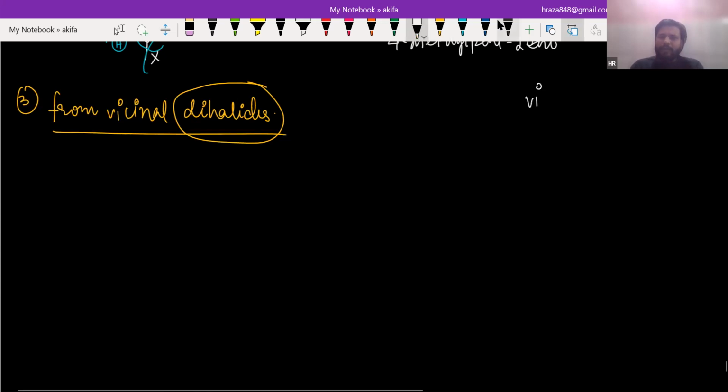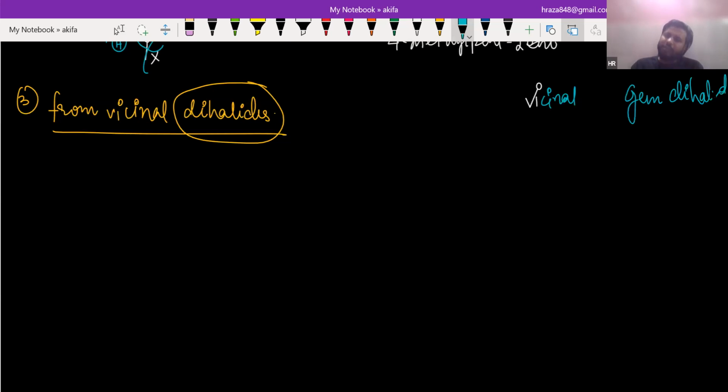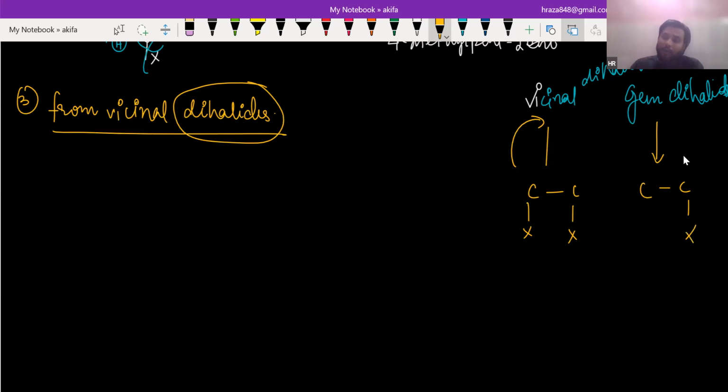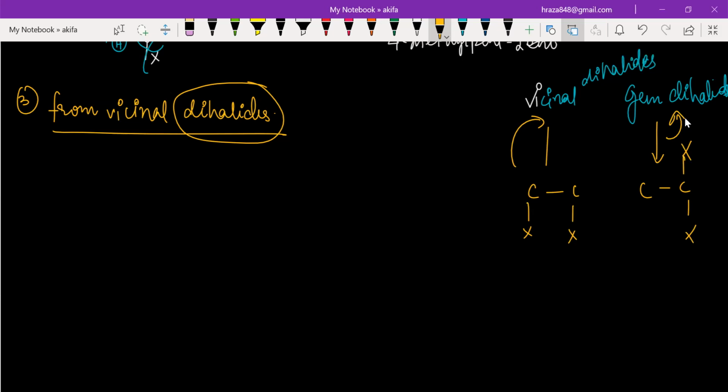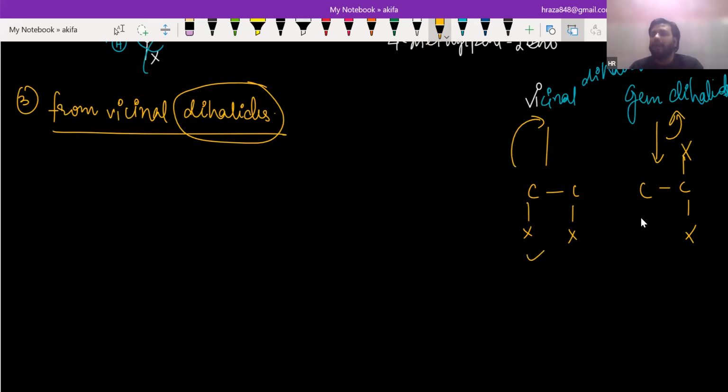There are two terms in organic chemistry which are similar. Basically, one is vicinal dihalide and another is gem dihalide. Di represents 2. What is vicinal dihalide? When halogen is present on adjacent carbon, this is vicinal dihalide. And when halogen is present on the same carbon, this is gem dihalide. Are you getting my point? Is this clear? Yes. When halogen is present on adjacent carbon, that is known as vicinal dihalide, and when halogen is present on the same carbon, it is gem dihalide.